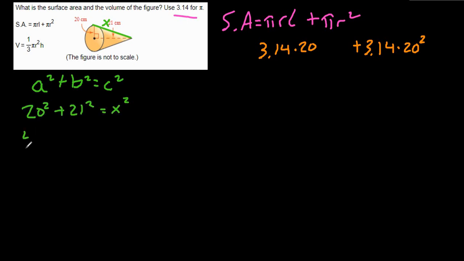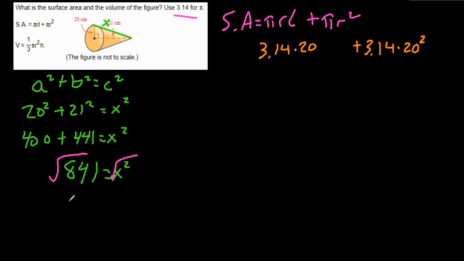20 squared is 20 times 20, that's 400. 21 squared is 21 times 21, and that's 441. We add those together and get 841, and the inverse of squaring a number is the square root. So when we take the square root of both sides, we're going to get 29. So that's our x, or that's going to be our slant height. So we can put that number here for our equation. So 3.14 times 20 times 29 is 1821.2.